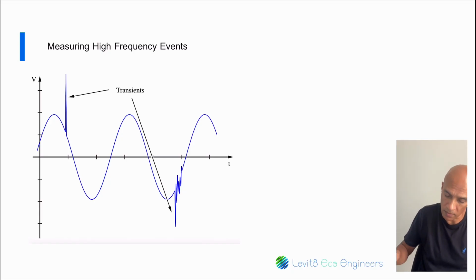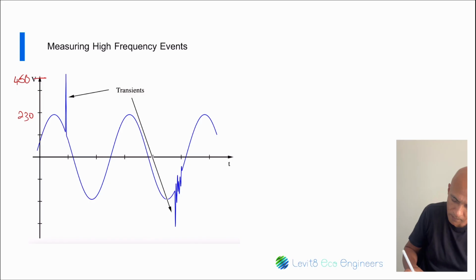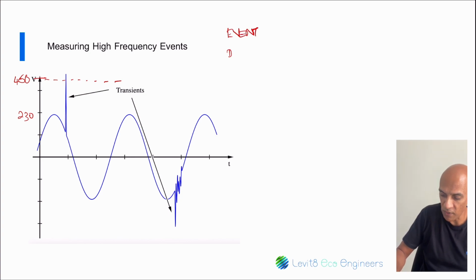So in this example, if we have 230 volts here, and we have 460 volts here, and we want our instrument to trigger at that value. So as soon as the voltage spikes above 460, it will give you a recorded event. And your event should be recorded in the form of a date and time and the duration of the event, and it will give you a magnitude.